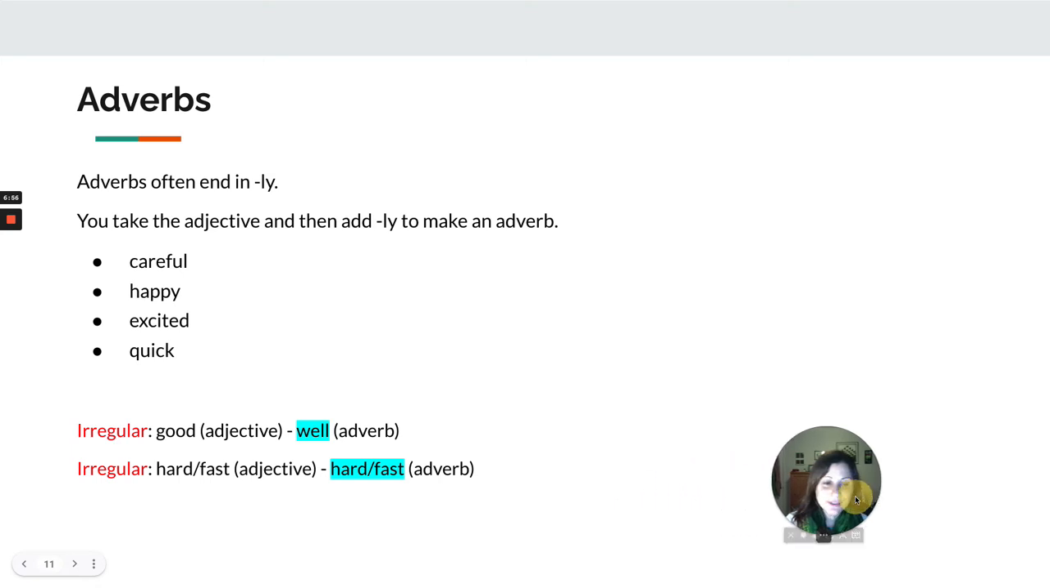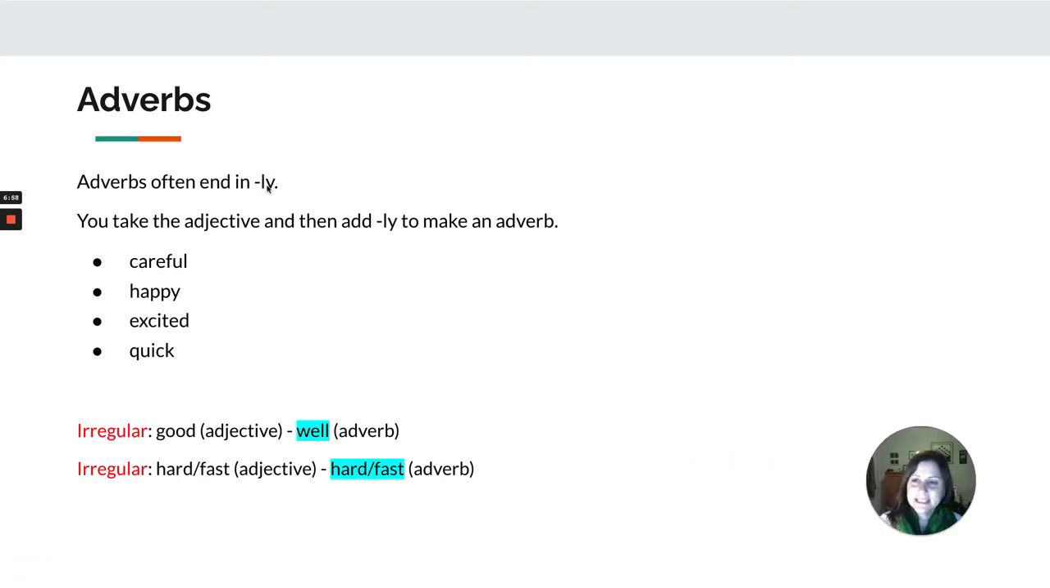What do adverbs look like? They often end in ly. You can take the adjective and then add ly to make an adverb. For example, careful would become carefully. Happy, happily. Excited, excitedly. Quick, quickly. So sometimes they end in ly.